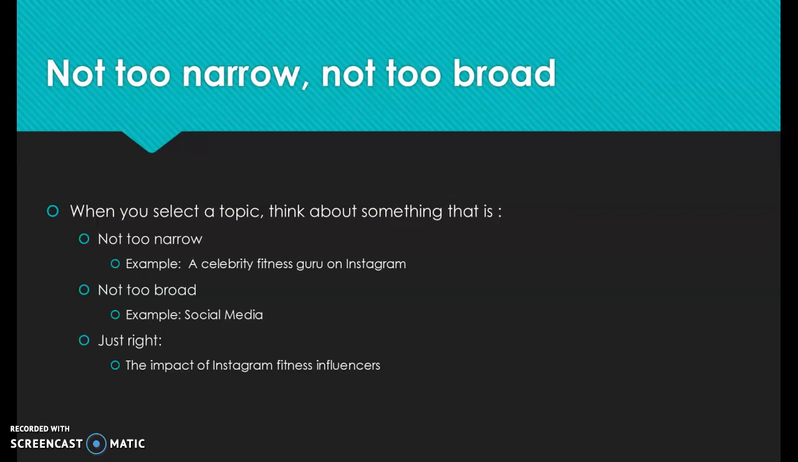An example of maybe too narrow is a specific celebrity fitness guru on Instagram. I don't know anything about that because I am not a particularly fit person, but I know that they exist and they look very cute in their outfits. Imagine a particular person who is a fitness inspiration on Instagram. Writing a paper on that particular person is too narrow. On the other end of the spectrum, social media is too broad. There are tons of different types of social media, and they've all got different kinds of followers, and they all have different kinds of impacts and purposes.